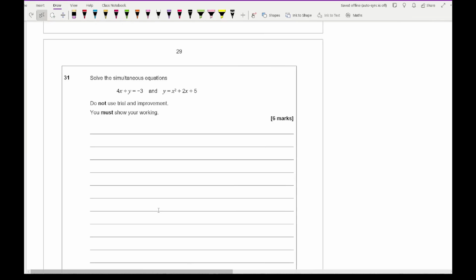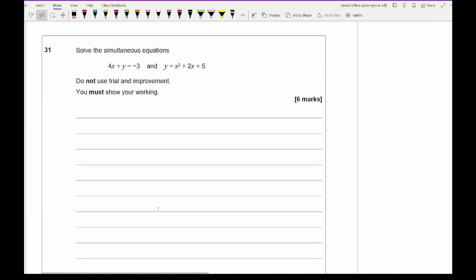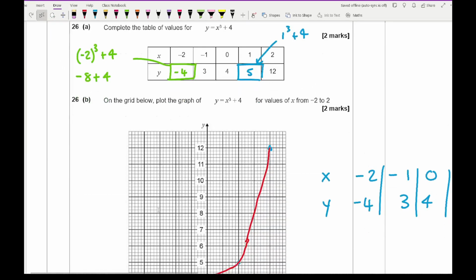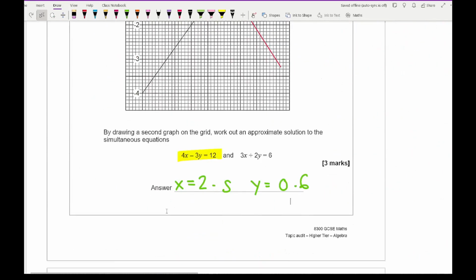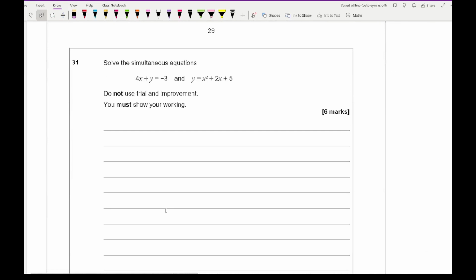So here we've got another simultaneous equation, but this time we've got one linear, one quadratic, and I knew that was going to happen. So let's just go back to that question. And here we go. So it says solve the simultaneous equation. Now with the linear equation, you want to rearrange this to make one letter the subject. It's more appealing to make y the subject. So here we end up with y equals, if I take the 4x over to the side, minus 3 minus 4x.